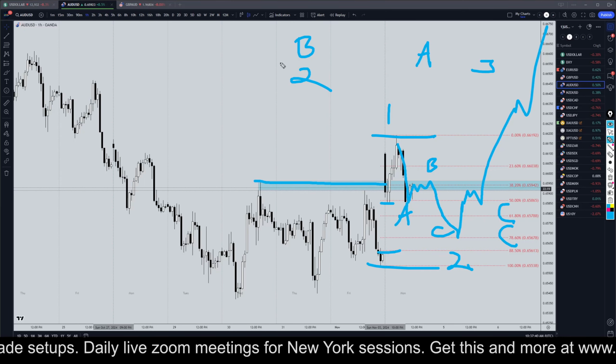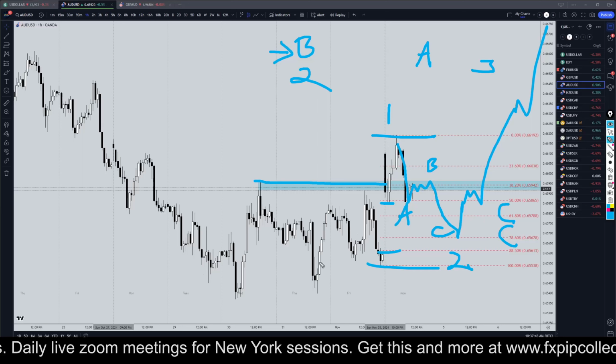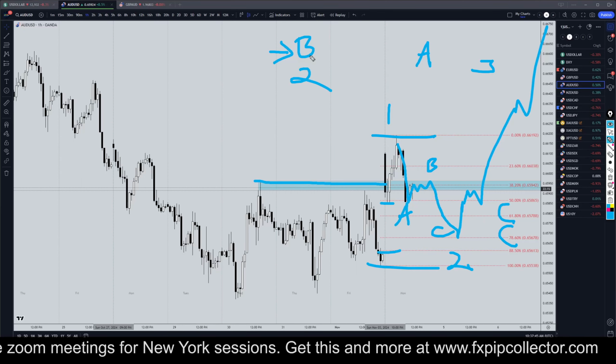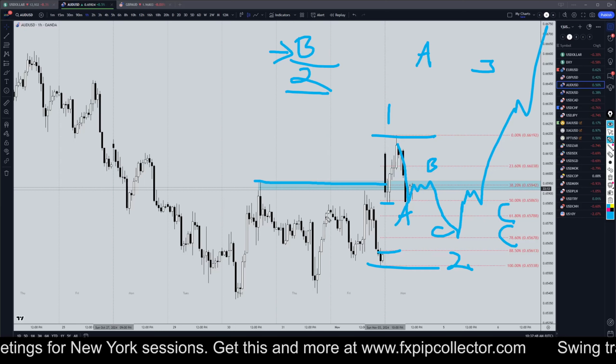In my opinion, it doesn't matter whether it's a B or a 2 because basically the trading strategy is exactly the same for an ABC of B as it is for an ABC of 2.